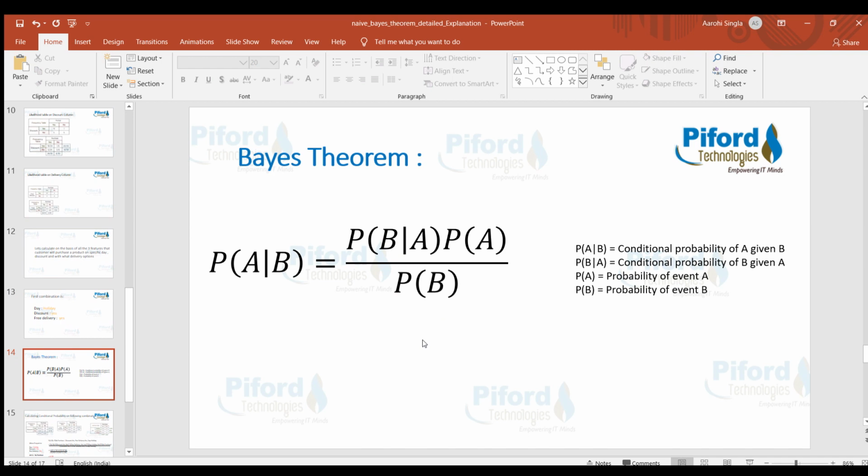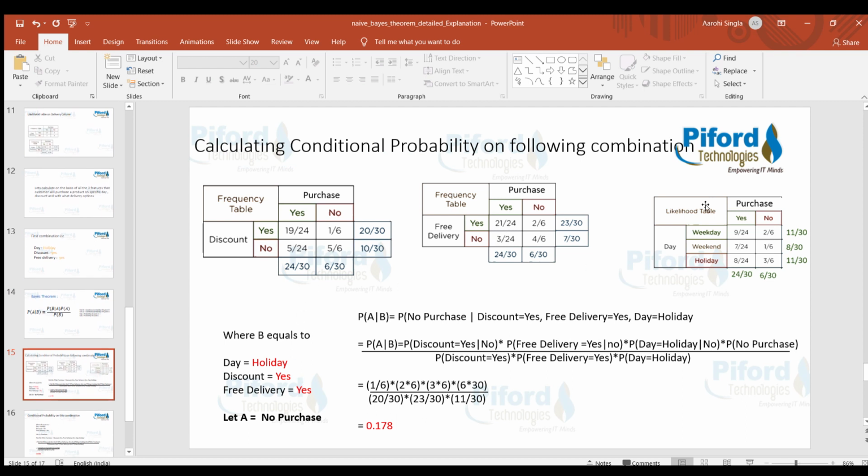So this is the equation, the Bayesian theorem I have already told you. A will have data about the dependent variable, and B will have data about the independent variables. These are the three frequency tables for the three columns: discount, free delivery and day. On the basis of these frequency tables we'll be solving the equation. And what is the equation we want to solve? Probability of A given B. Again, remember, we need to solve this equation two times. Why? Because in purchase we have two kinds of data. First we'll solve this equation for purchase yes, and then again we'll solve it for purchase no, right?